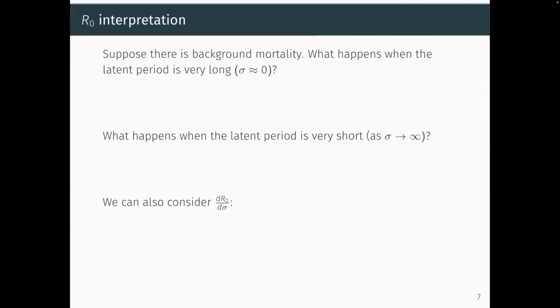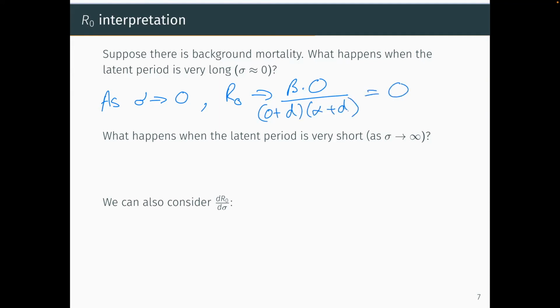So let's think about the case where there is background mortality, and what effect the latent period has. If the latent period is very long, in other words, 1 over sigma is very, very large, or sigma itself is very, very small, close to 0, we think about what happens as sigma tends towards 0. R naught is going to tend towards beta times 0 over 0 plus d, times alpha plus d, which is just equal to 0. So if there is background mortality and a very, very long latent period, our R naught is going to tend towards 0. That should make some sense, right? If you have an extremely long latent period so that they never become infectious, you're never going to be creating new infections. So R naught will tend towards 0.